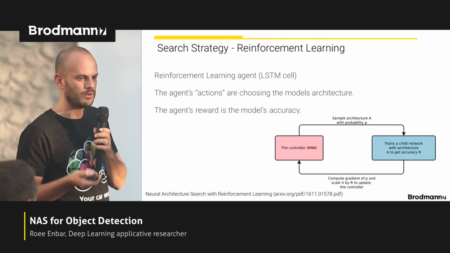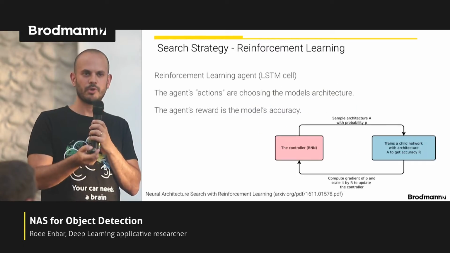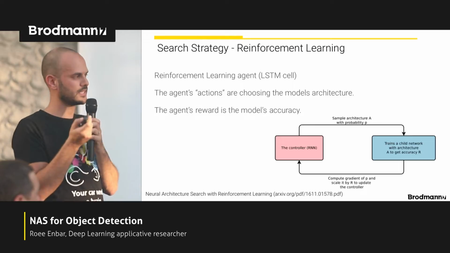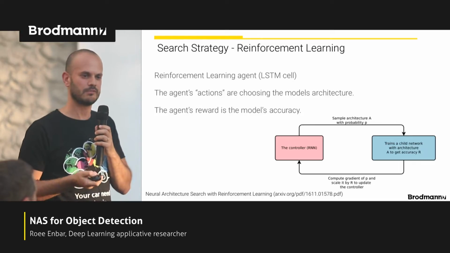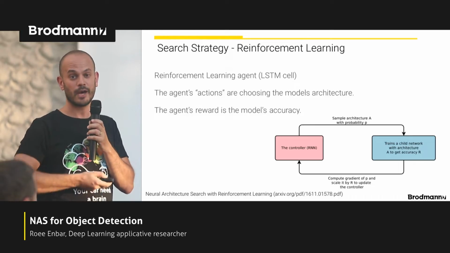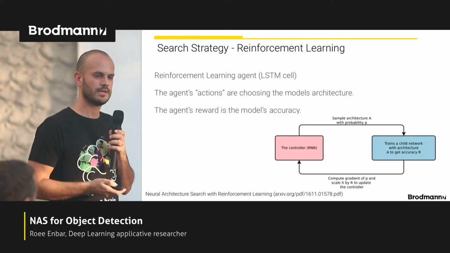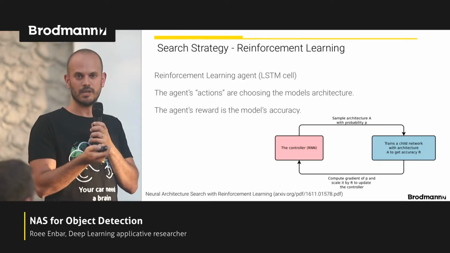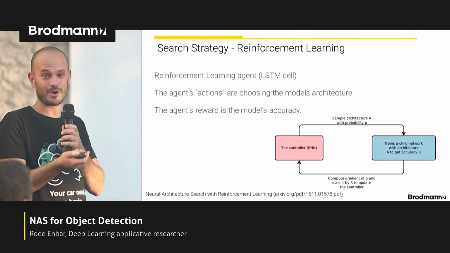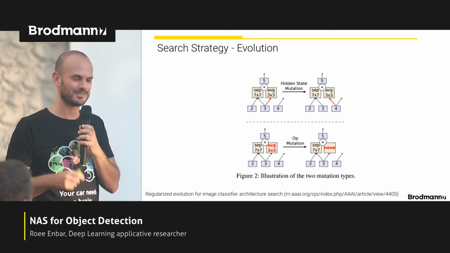So reinforcement learning is hugely popular. The problem with this is it's super slow, it's super expensive. The agent usually takes thousands of steps or thousands of models to sample for it to converge. But it is effective. I mean, it does work at the end, but not efficient.